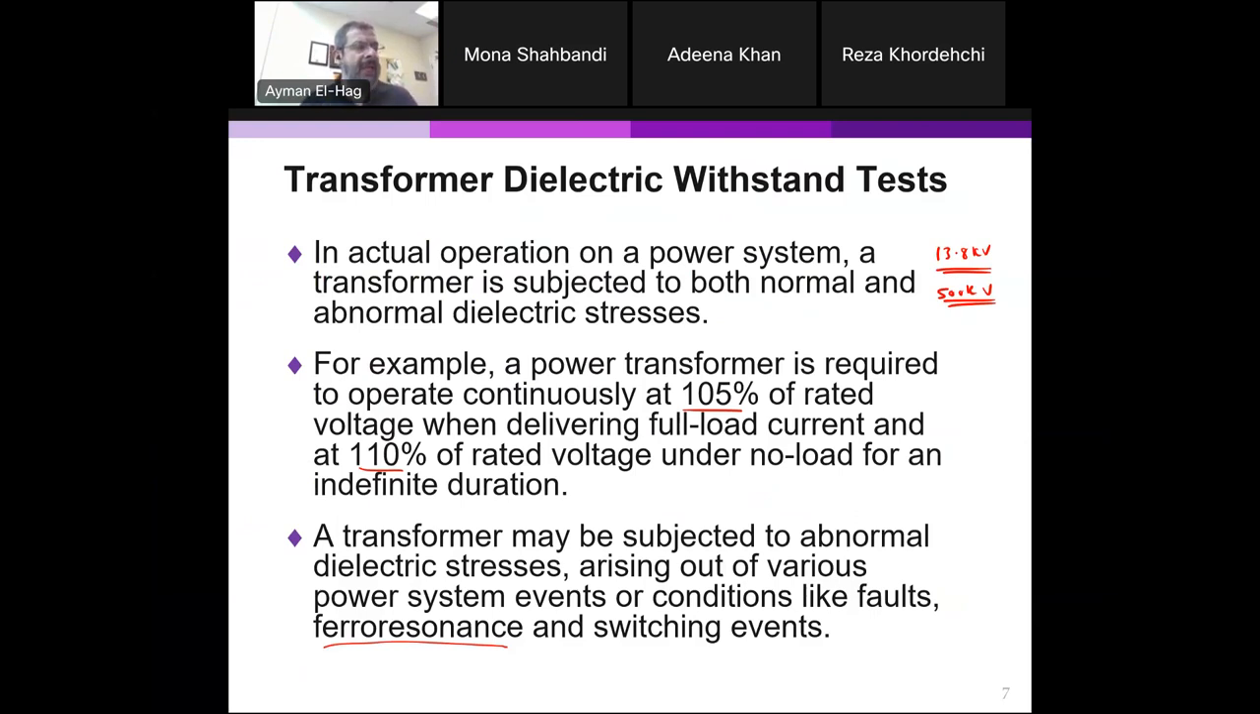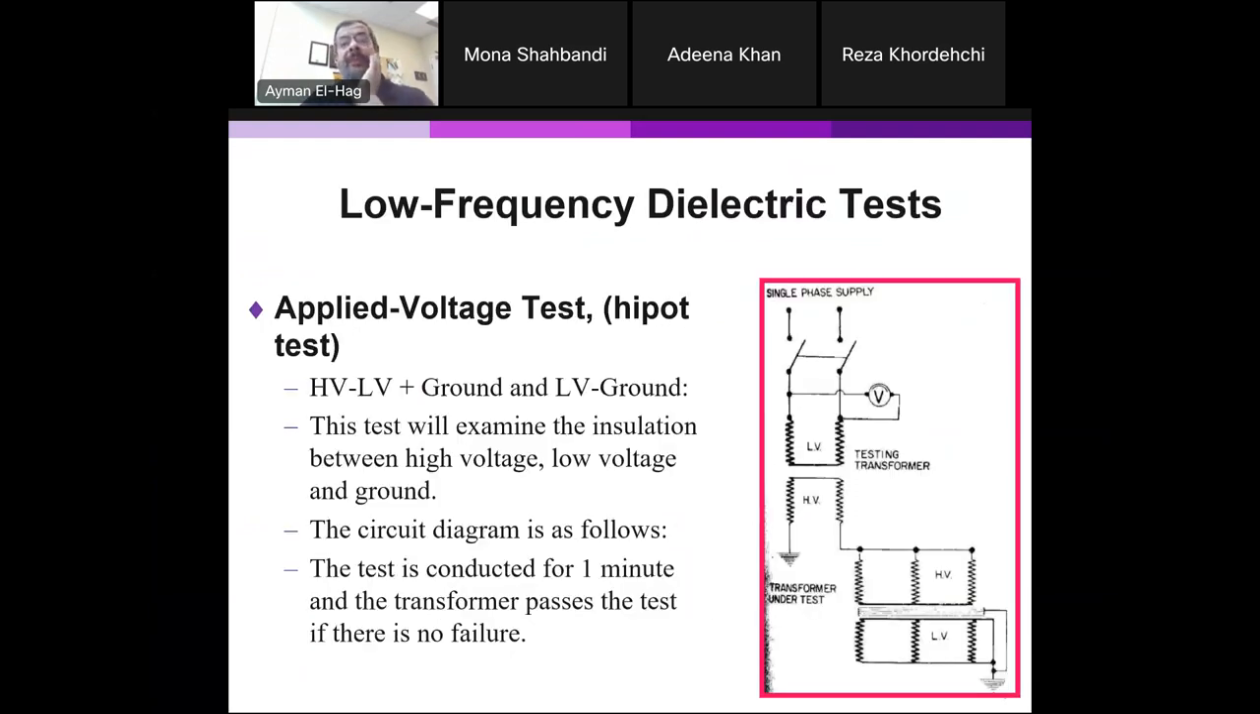The transformer should be able to withstand the normal operation, the little bit of increase during the normal operation, as well as those transients. How to ensure the integrity of the insulation system, how to ensure that your transformer, your cable, your insulation can withstand? Here comes the test. Now here, we talk specifically about the transformer. So this is a routine test, and this is called the hipot test. Sometimes we call it the applied voltage test. Sometimes we call it the separate source voltage test, SSV test.